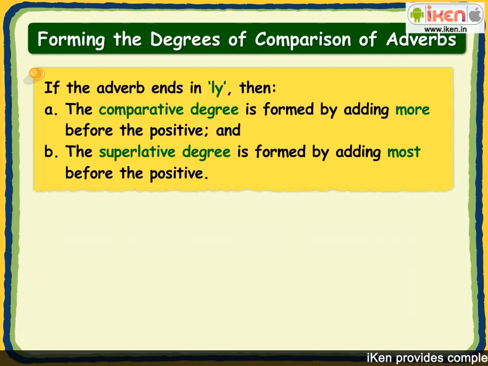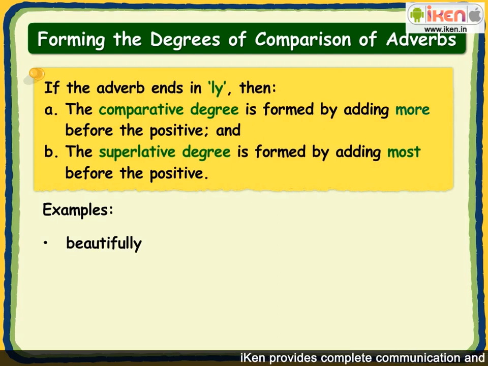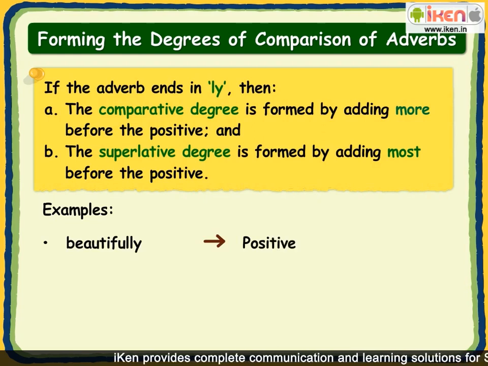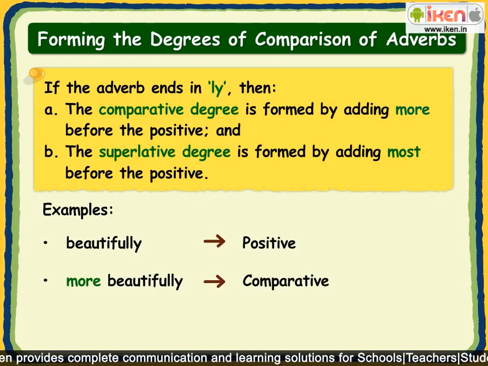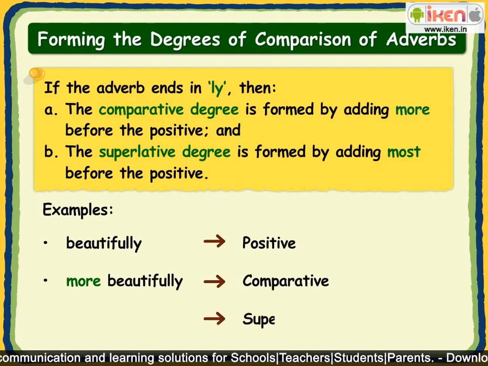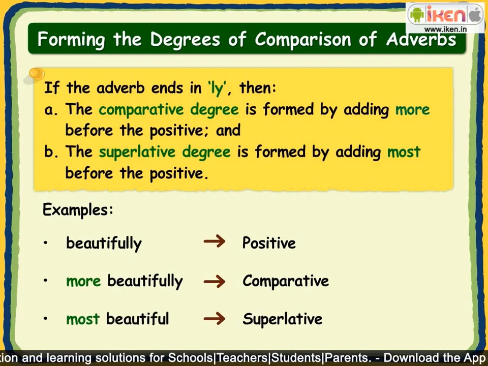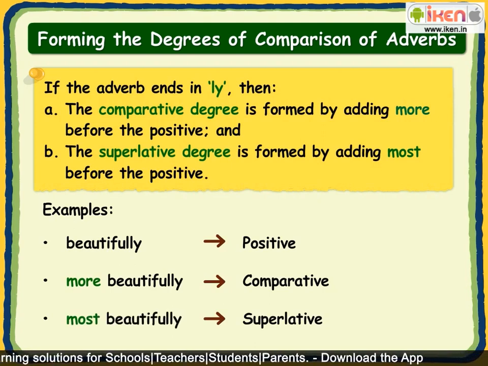Let us take an example of the adverb beautifully ending in ly. The adverb beautifully is in the positive degree. The comparative, more beautifully, is formed by adding more before the positive. The superlative, most beautifully, is formed by adding most before the positive.